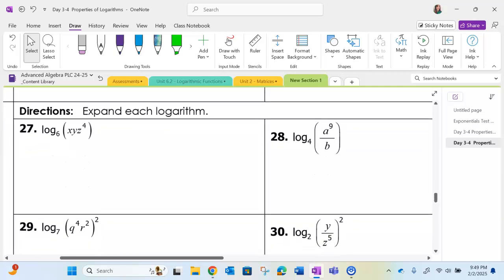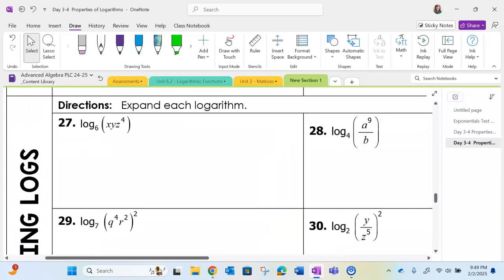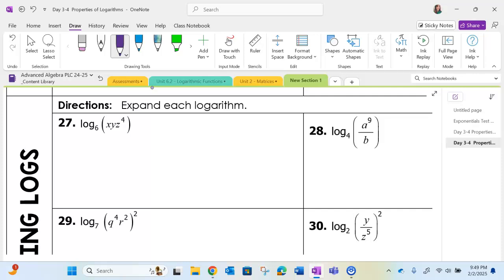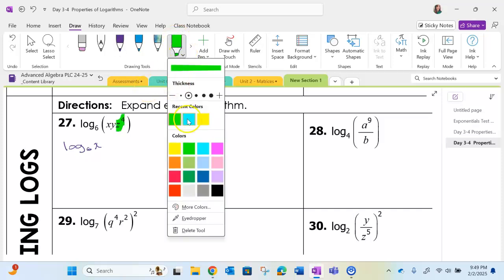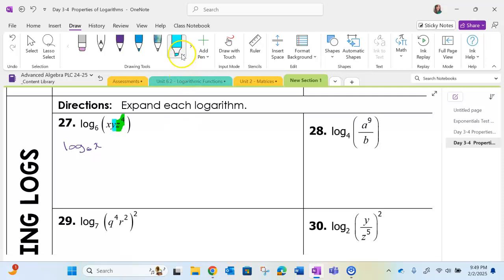In the meantime, let's practice expanding. Expanding just means we're making many of them. So if you notice, we have 1, 2, 3 things. We have an x, a y, and a z. Before we do anything with the exponents, we are going to split them up. So we have 3 things. We have log base 6 of x. So we're going to make that green, we're going to make that blue, and we're going to make that yellow.